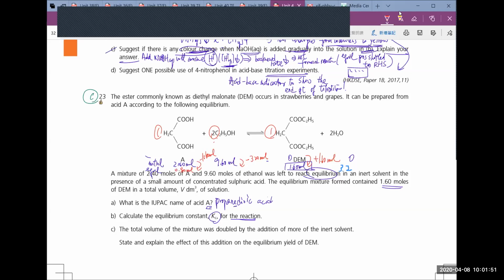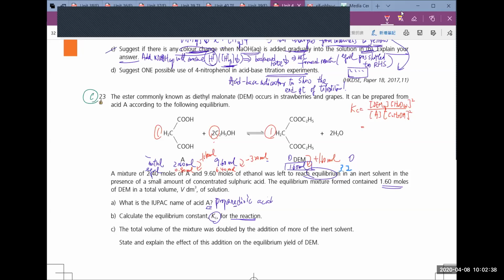How about this? 6.40 mole. And here comes 1.60 mole. So you use these three data to calculate. So Kc is equal to what? You have to know this. It is the DEM concentration times the H2O concentration squared, over the A concentration times the alcohol C2H5OH concentration squared.